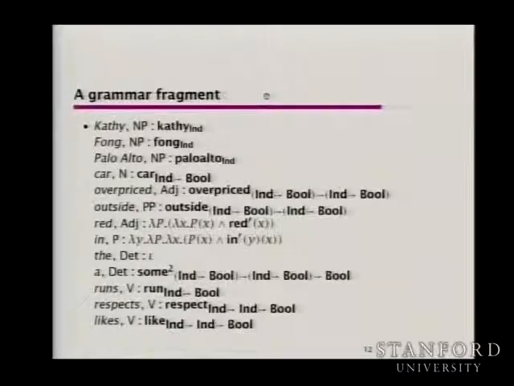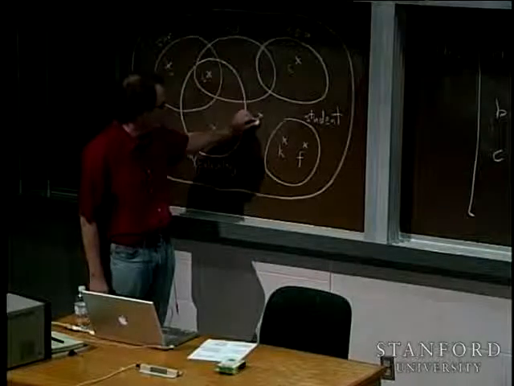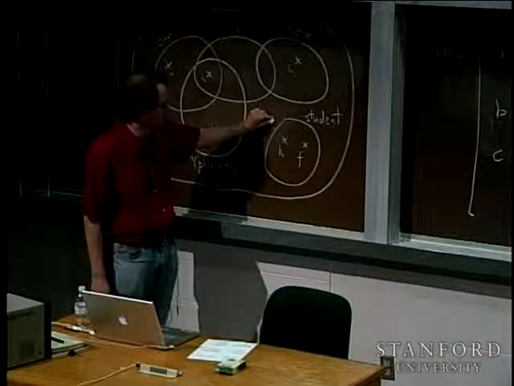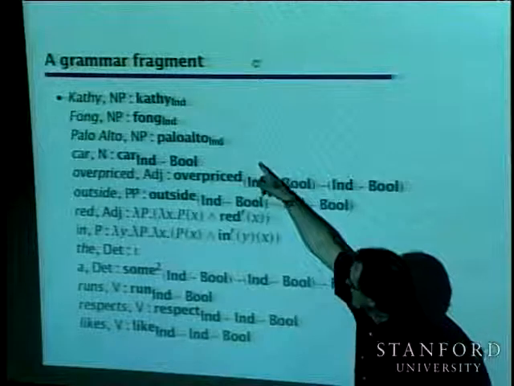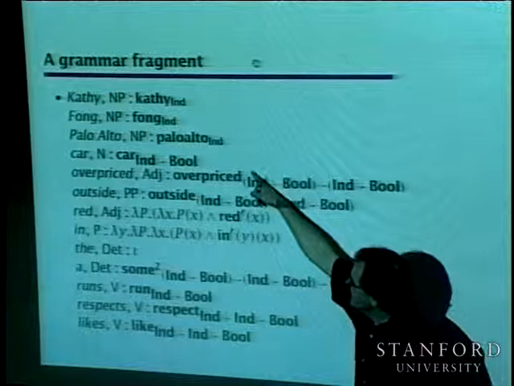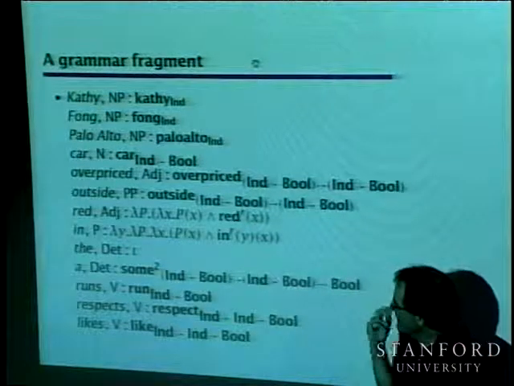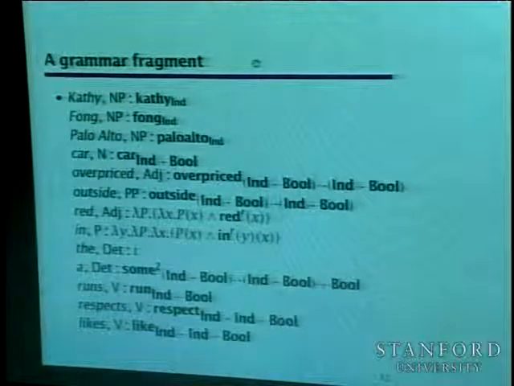And so this shows some of the lexicon. I'll go through some of this with examples, but just go through a couple of things at the start. So we have Kathy, Fong, and Palo Alto, and so they're things that are individuals. I guess when I did this, I didn't actually put Palo Alto in as an individual, but we could have somewhere here Palo Alto also represented as an individual. Okay, then you have things like car, where car is a property. So it's something from individuals to booleans, just like here.